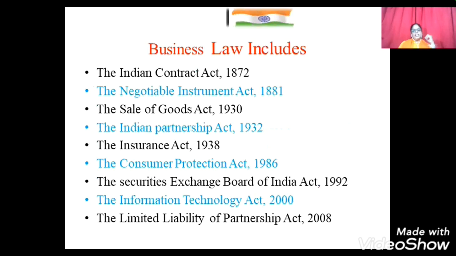Then business law includes what? What does business law include? It includes the Indian Contract Act 1872, the Negotiable Instrument Act 1881, the Sale of Goods Act 1930, the Indian Partnership Act 1932, the Insurance Act 1938, the Consumer Protection Act 1986. This Consumer Protection Act has been modified in 2019. Now there is a new Consumer Protection Act 2019. The Securities Exchange Board of India Act 1992, the Information Technology Act 2000, the Limited Liability of Partnership Act 2008.